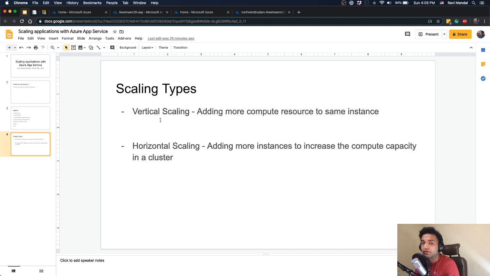That way, you have a limit on how much you can vertically scale. Maybe your motherboard can support only so many GBs of RAM. You might also need to restart your application, which can create downtime in the system. So in those scenarios, you don't want to do vertical scaling. You don't want to add more resources on the same server.